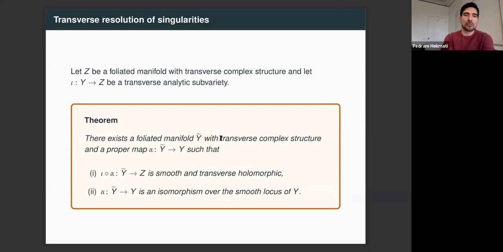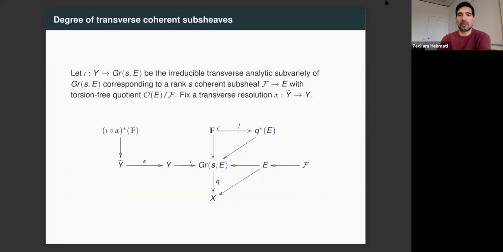And this essentially relies on a functoriality of these desingularizations. So that's the idea behind the proof. But the bottom line is you get a foliated resolved manifold that maps isomorphically onto the smooth locus of the subvariety Y. And this is pretty much what we need to define the degree for our transverse coherent subsheaves.